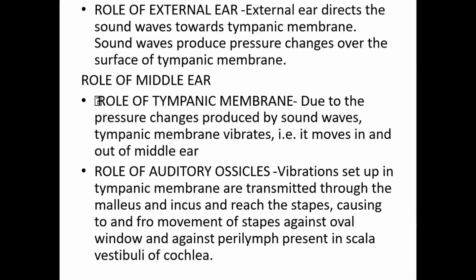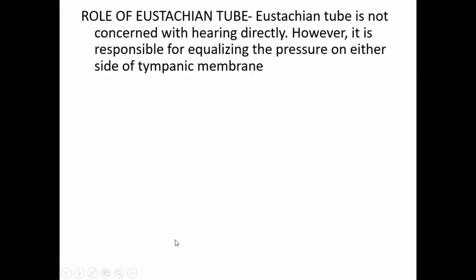Role of auditory ossicles. Vibrations set up in the tympanic membrane are transmitted through the malleus and incus and reach the stapes, causing to and fro movement of the stapes against the oval window and against the perilymph present in the scala vestibuli of the cochlea. Role of eustachian tube. The eustachian tube is not concerned with hearing directly. However, it is responsible for equalizing the pressure on either side of the tympanic membrane.